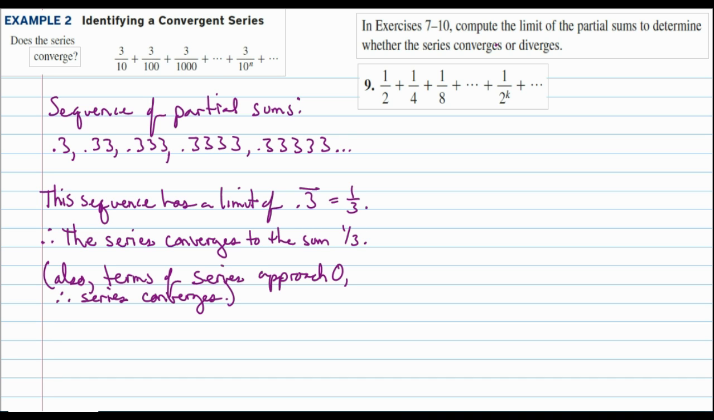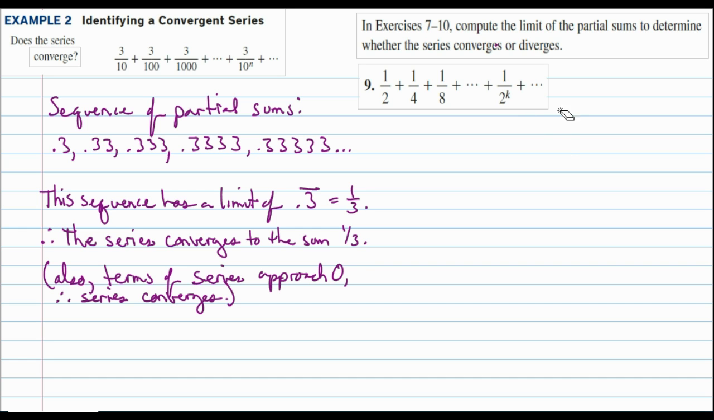Now also, you can notice that the terms of the series do approach 0. They're getting smaller and smaller as we go. So the farther out we go looking at the terms in the series, the closer they get to 0, which also gives us a hint that the series is going to converge.